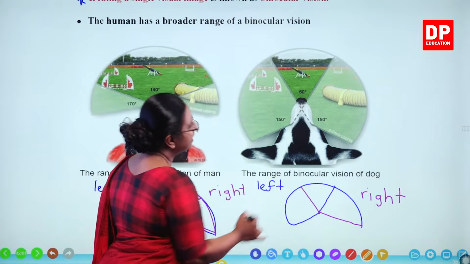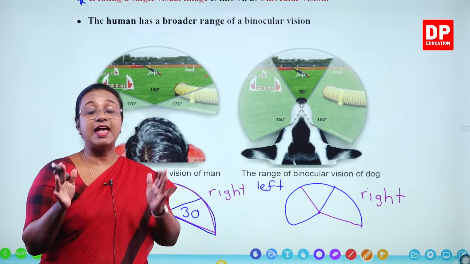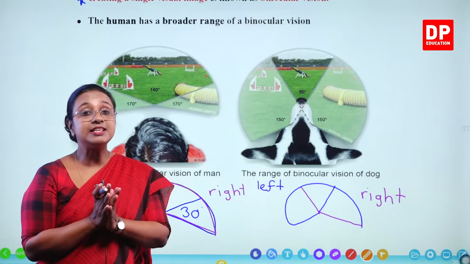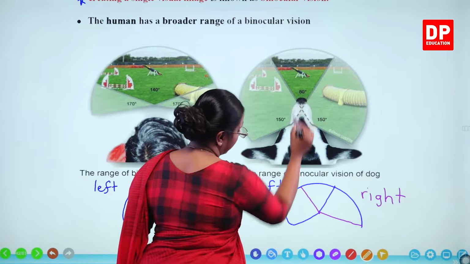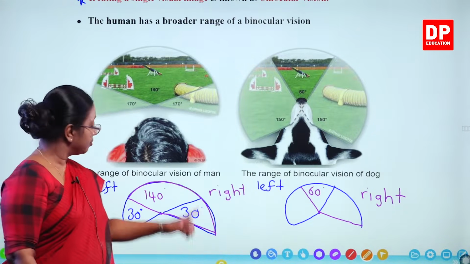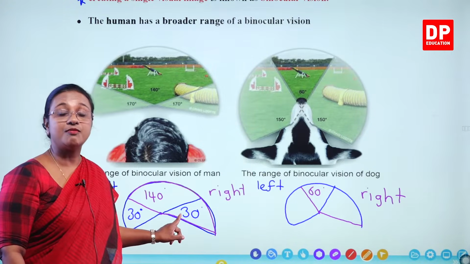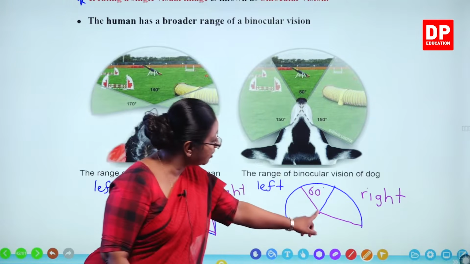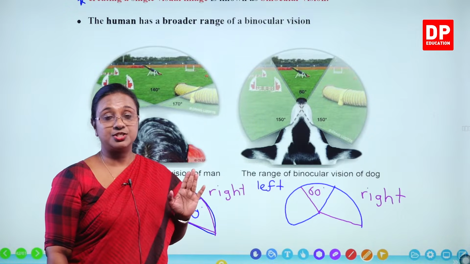So this is the area that can be seen with both eyes, the left and the right eye. So that is the range of binocular vision. What is that range there? You can see it's only 60 degrees. So now can you all see? Now we have 140 degrees of binocular vision, but the dog only has 60 degrees of binocular vision.